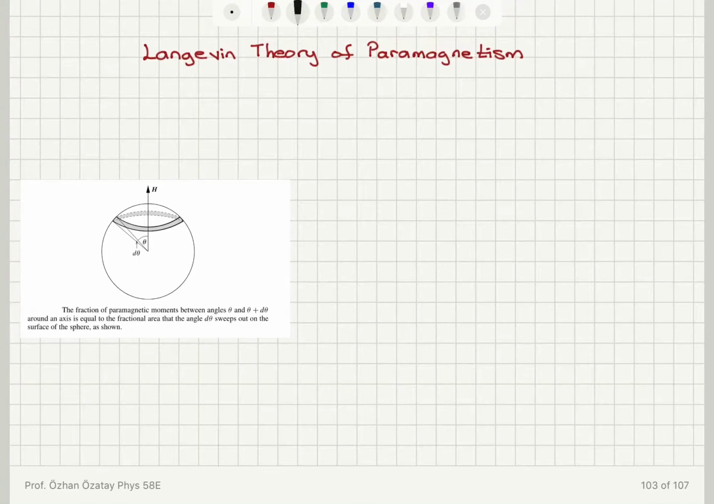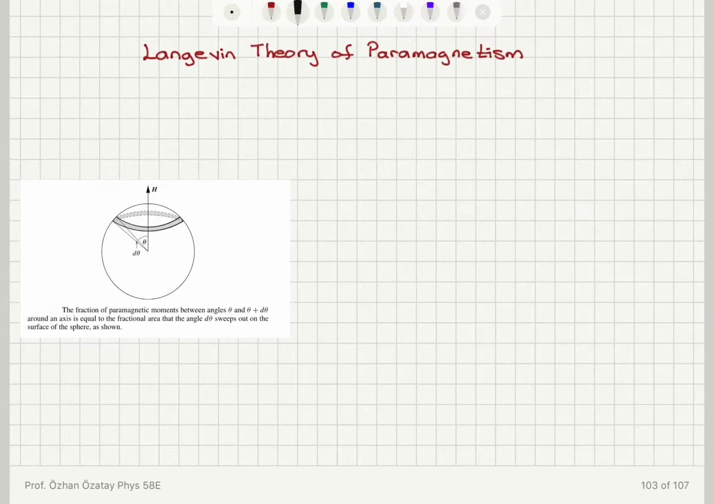Now I would like to calculate the susceptibility of a paramagnet. And basically we're going to use again Langevin theory. Now non-interacting magnetic moments on atomic sites are randomly oriented as a result of their thermal energy when in the absence of a magnetic field. So that's what we know from our previous video.